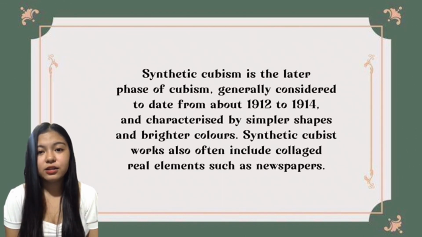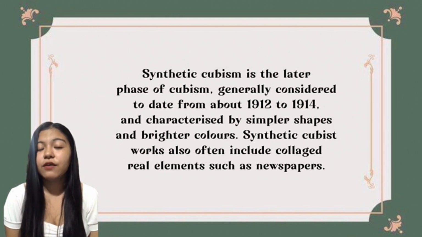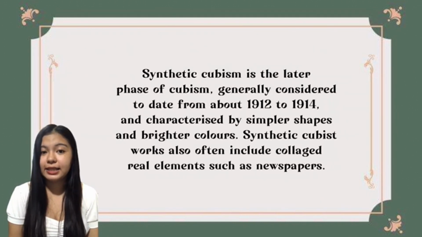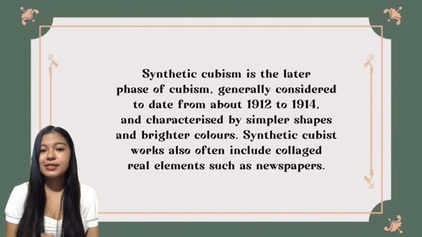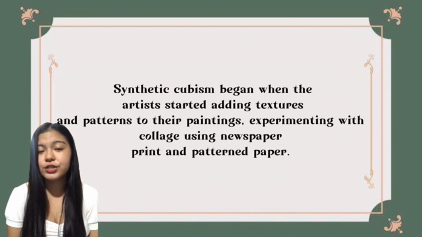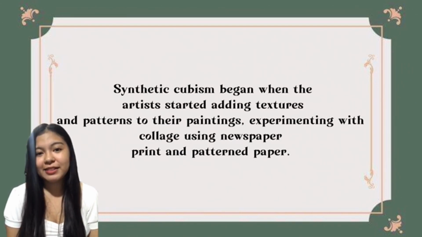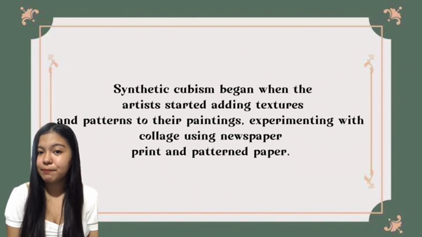The inclusion of the real object directly in art was the start of one of the most important ideas in modern art. So synthetic cubists began when the artists started adding textures and patterns to their paintings, experimenting with collage using newspaper, print, and pattern paper.